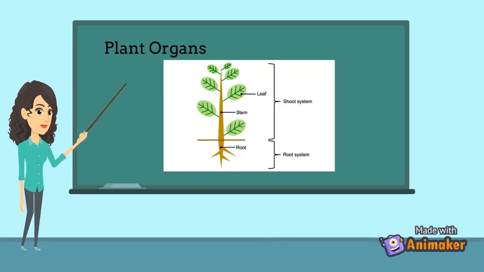Plant organs. Vascular plants have two distinct organ systems: a shoot system and a root system. The shoot system consists of stems, leaves, and the reproductive parts of the plant, flowers and fruits. The shoot system generally grows above ground, where it absorbs the light needed for photosynthesis.